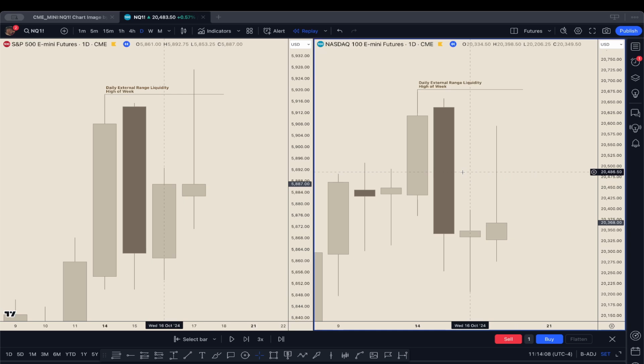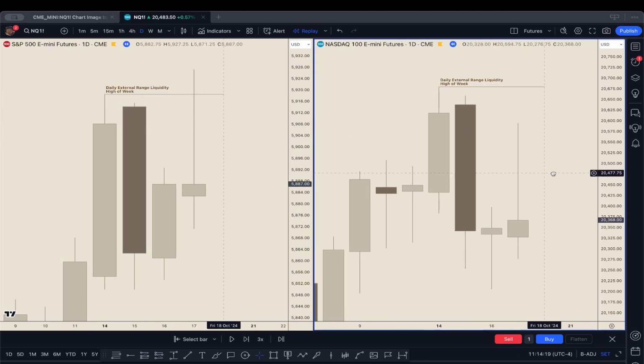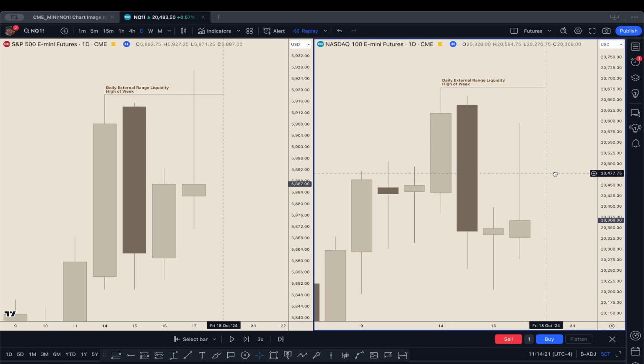So I want to go over my trade from Friday, October 18th. Right now I have ES on the left and NASDAQ futures on the right. As far as my draw on liquidity, I want to start off by showing you the daily chart as to why I was expecting higher prices at first, and then why my bias changed and I took a short shortly after market open. Taking a look at the chart on the left here, the S&P, it all started with Thursday.